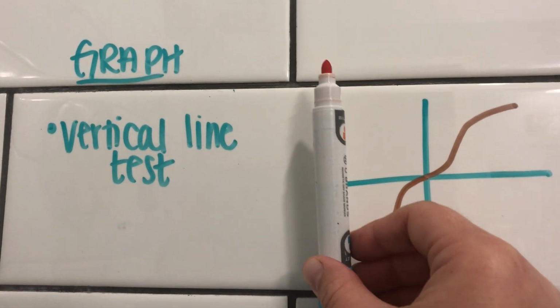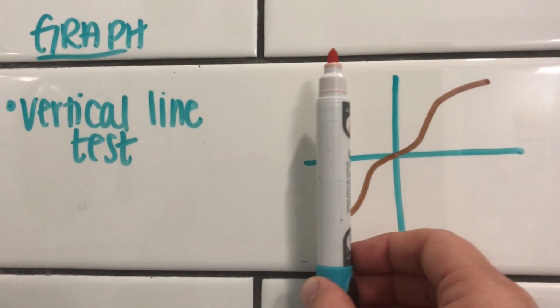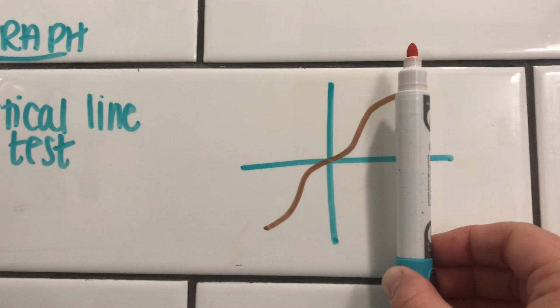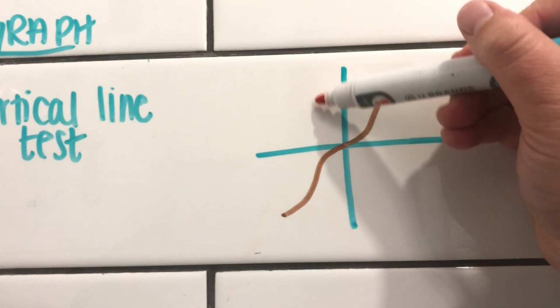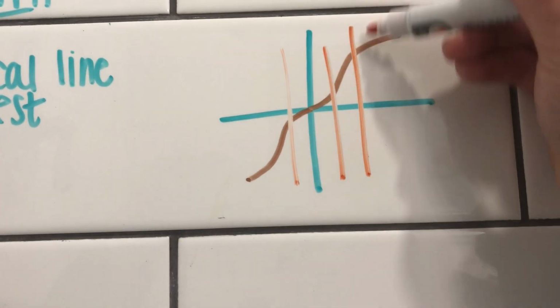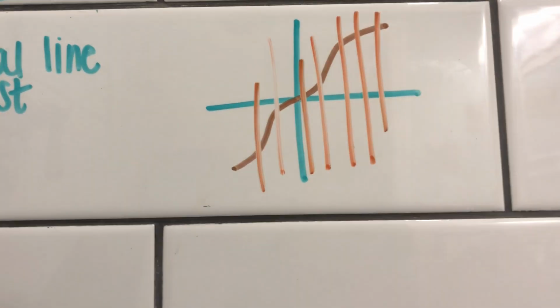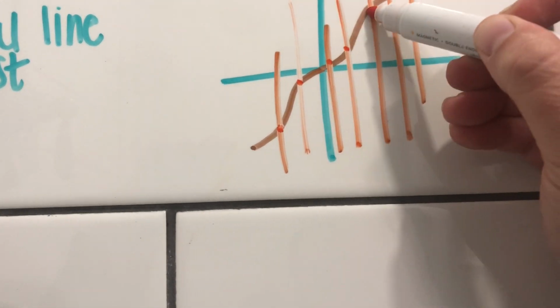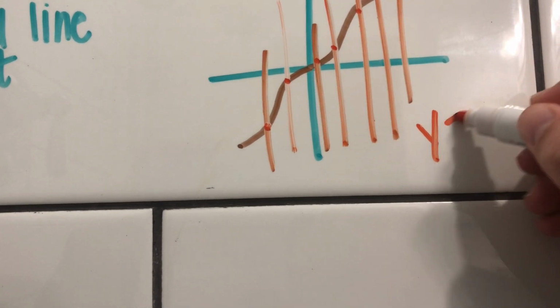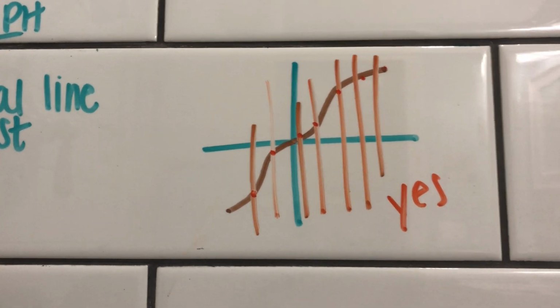So for this one, if I start on the left-hand side and I move, it never touches the marker more than once. If you needed more of a visual for that, if I draw just a bunch of vertical lines, it doesn't matter where, the line is only hitting each vertical line one time. So yes, this is going to be a function.